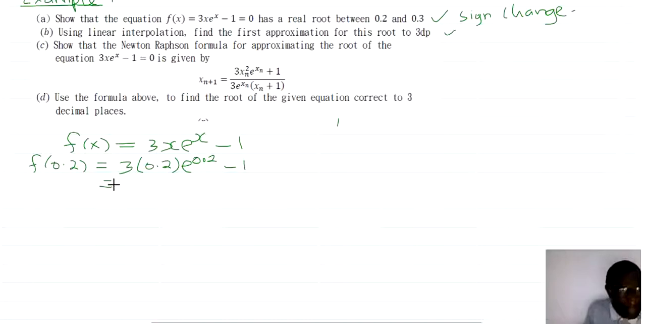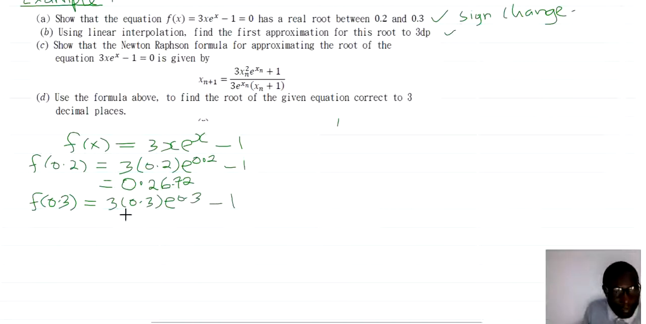So when you press the calculator, you are going to get negative 0.2672. That's what we get. Next we need to find f of 0.3. f of 0.3 is equal to 3, where there is x, we are going to put there 0.3, e^0.3 minus 1. So when you press the calculator, we are going to get 0.2149. So this is what we get.